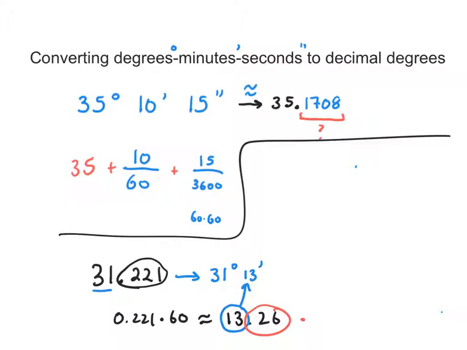I'm going to take the 0.26 and multiply by 60 again. Why? Because this is how many minutes I have. So to find out how many seconds, I'm going to take the remainder and multiply by 60. Again, this 60 times this 60 will give me that 3,600. And now we can finish it off to be 15.6 minutes, or excuse me, seconds. So 31 degrees, 13 minutes, and 15.6 seconds.